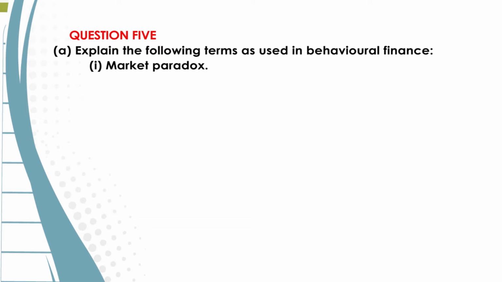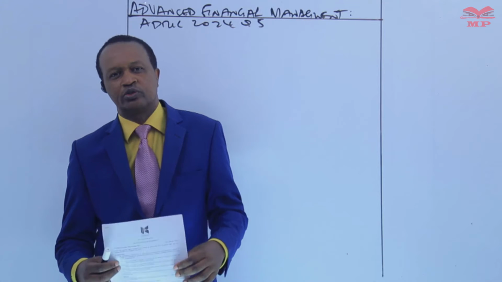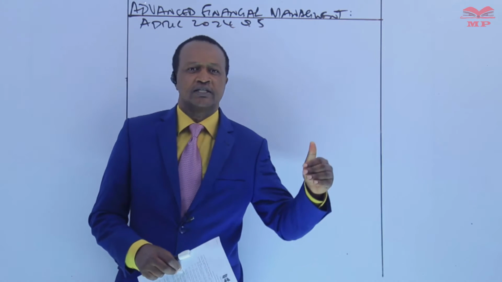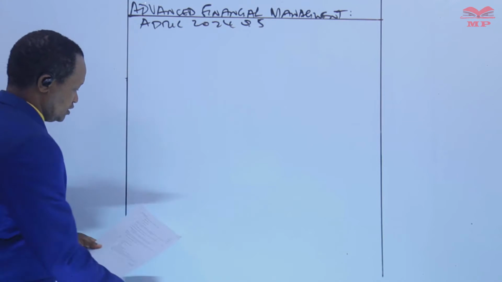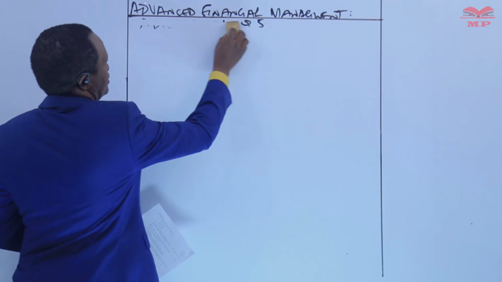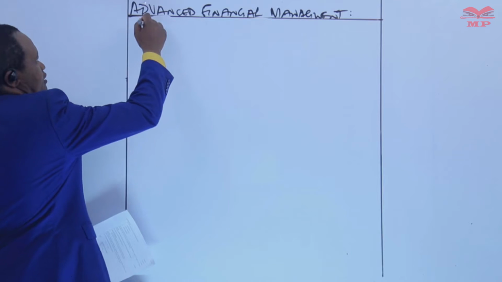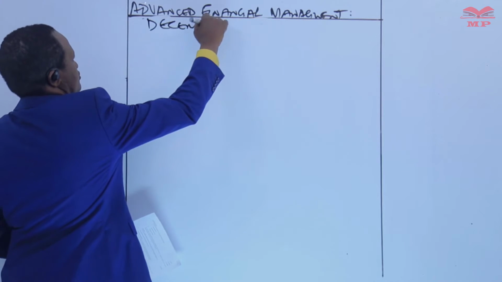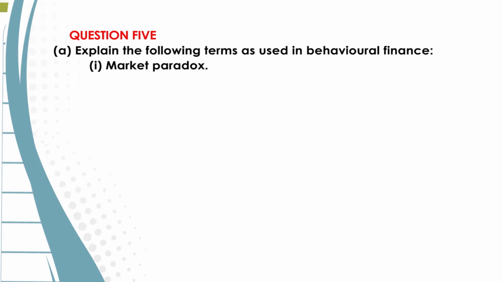And we know that these paradoxes often arise due to the cognitive biases and emotional influences that drive investors' decisions. So this is December 2023, question 5. That's the meaning of market paradox.